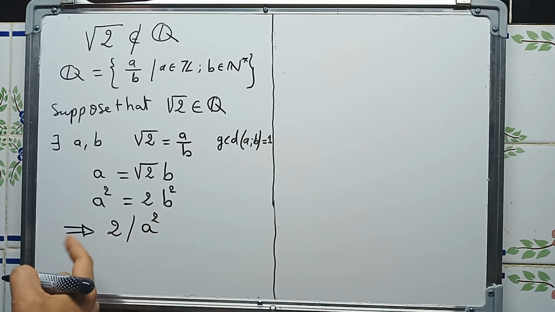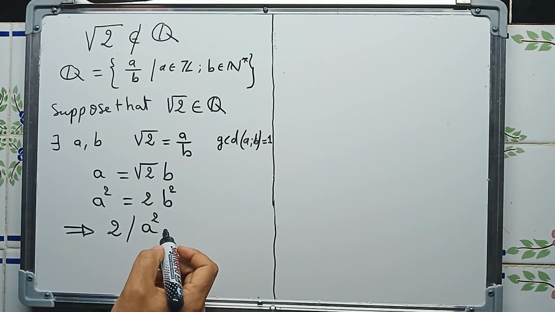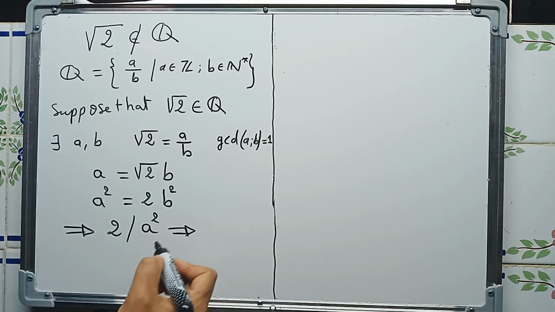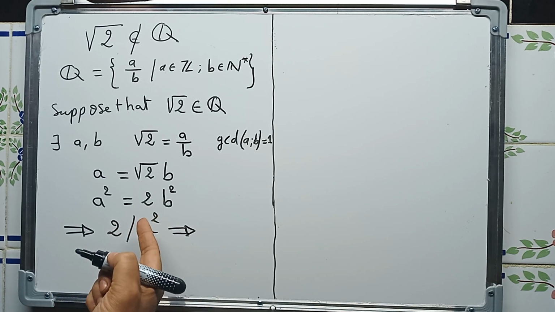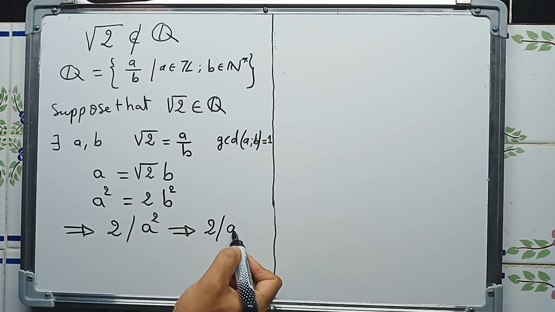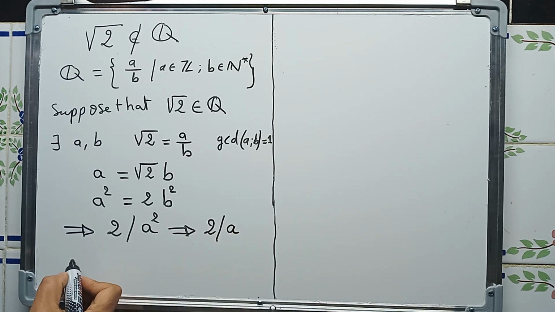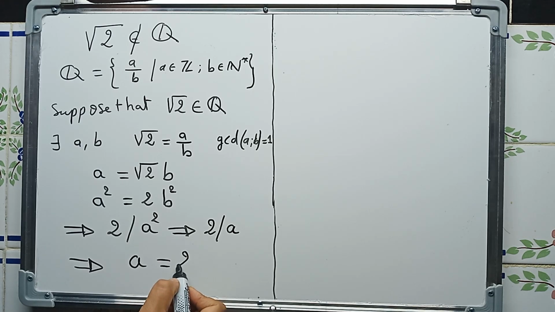And since 2 is a prime number, and we know that if a prime number divides a product, it must divide one of the terms, and here we have just a times a, so 2 divides a times a, we get that 2 is a divisor of a. And from this, we can write that a is equal to 2 times some k, with k a natural number. a equals 2 times k, since 2 is a divisor of a.